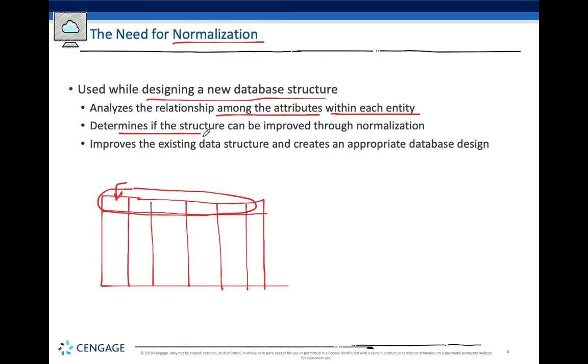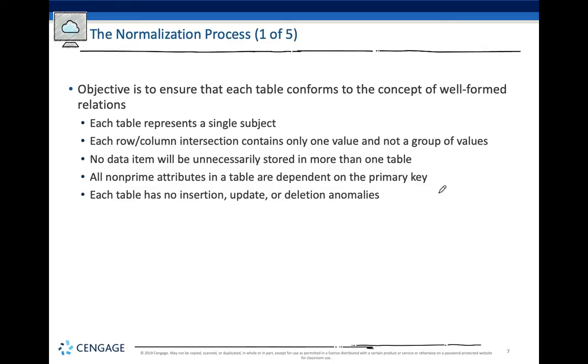Normalization determines if the structure can be improved through normalization, right? And this is just the process of normalization. And it improves the existing data structure and creates an appropriate database design. The objective here is to create something called well-formed relations. Now, relations, by relations we mean tables, right?